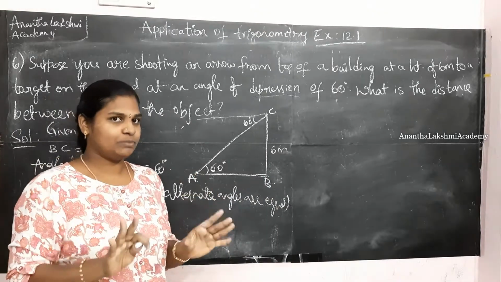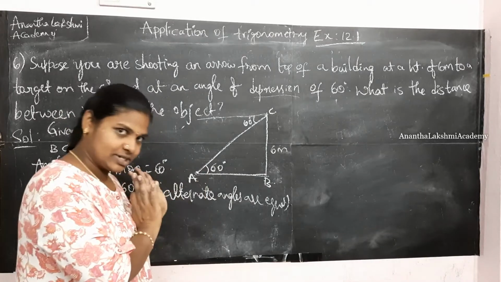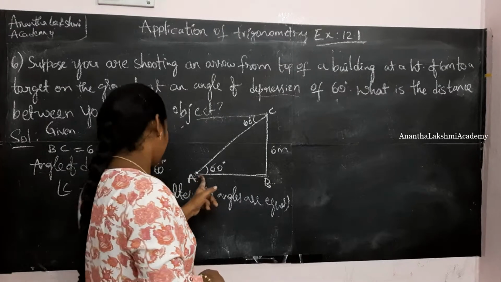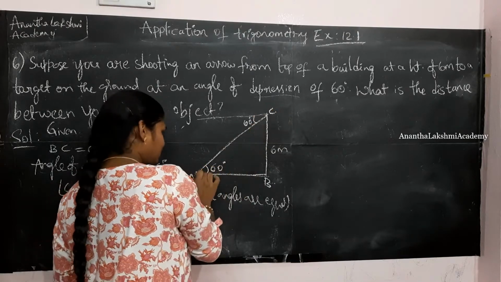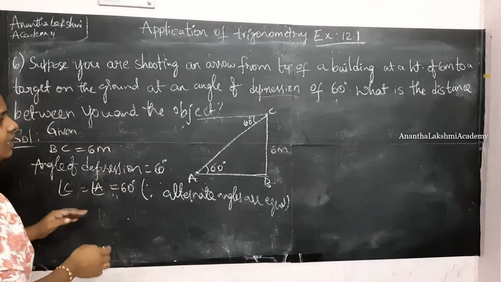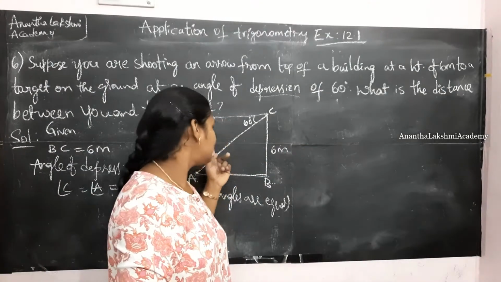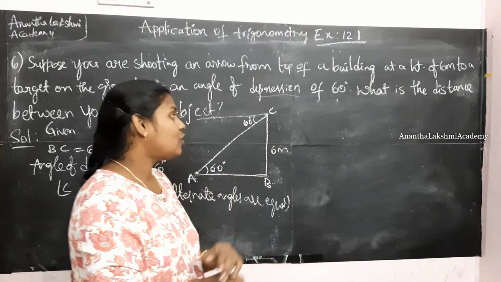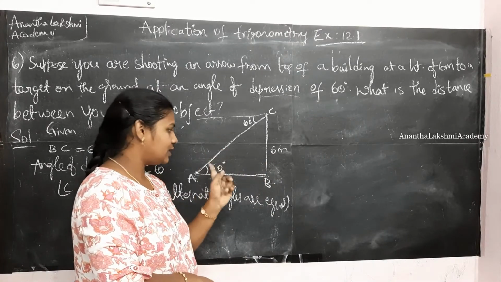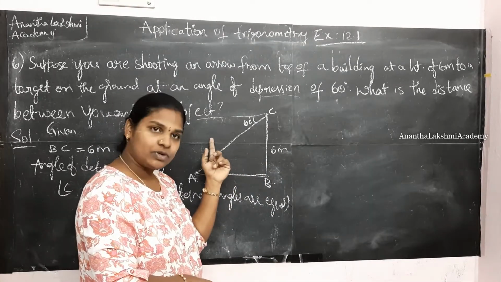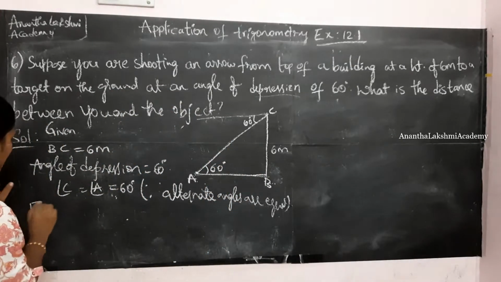Whenever the problem says angle of depression, we need to assume that it is something associated with the alternate angles concept. Alright. So then we are to figure out the distance from you to the object. So AC. Now that we know the opposite side, we need to figure out the hypotenuse wherein the angle is known. Which trigonometric ratio can we use to figure out the hypotenuse from the opposite side and the angle? In order to figure out the hypotenuse, I can take either sine or cosecant. So let me consider sine.